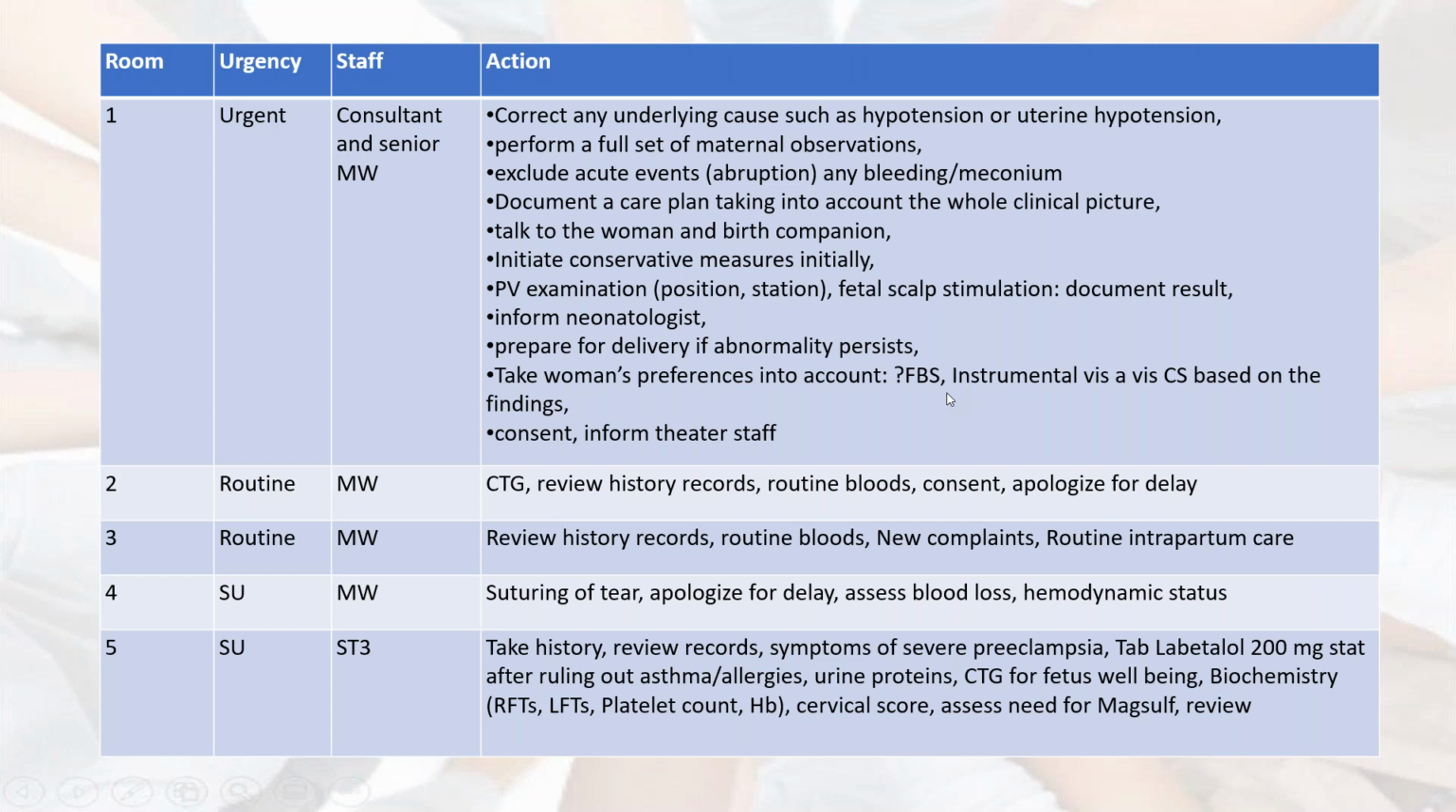But if you think that delivery is going to be difficult either way, that is, instrumentation and cesarean section, then there is a small role for FBS as such. But otherwise, it's best for you, because you are an ST5, to say deliver if there is a pathological CTG. The decision about FBS etc. can be taken by the consultant at his level, because it is kind of controversial.